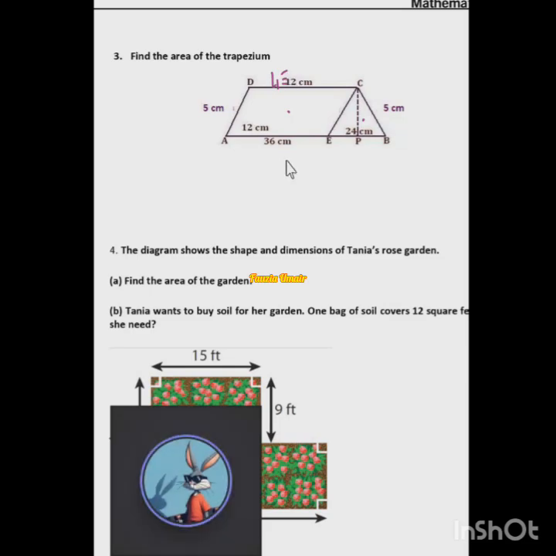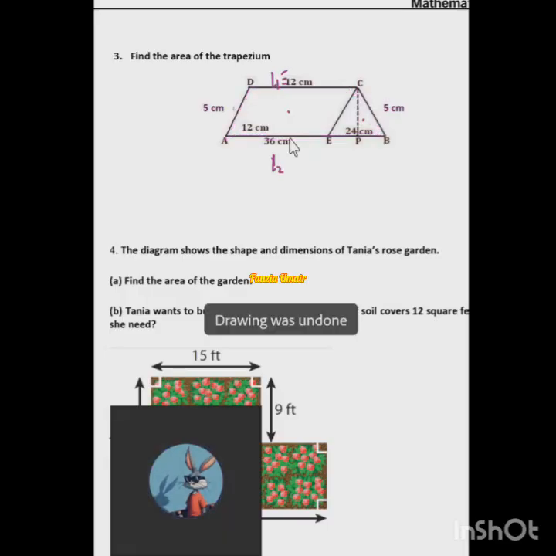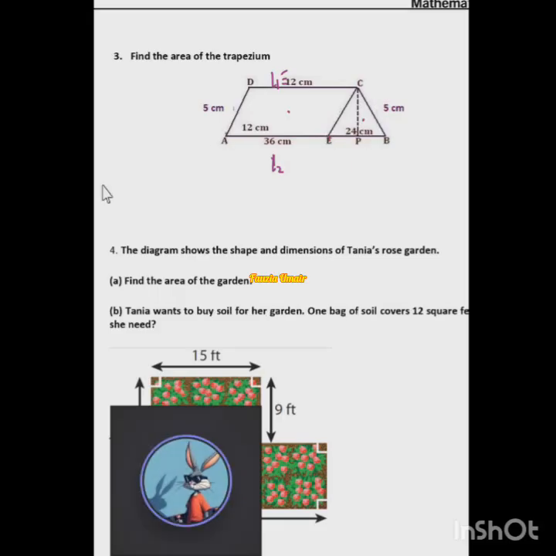Ma'am, AE is... Like in this question, we need to understand this whole is the base, right? This whole, so 36 centimeter, because this is the trapezium. Now, can you see? This is the trapezium. So then it would be 36 centimeter. 36 centimeter. 36 is only up to here, no? We have to take the whole trapezium, right?